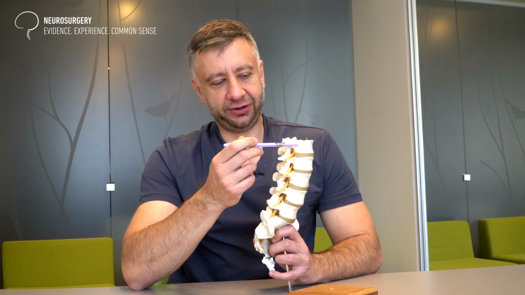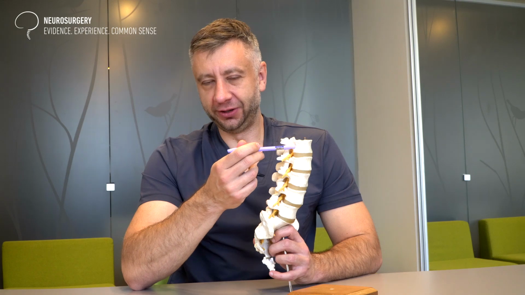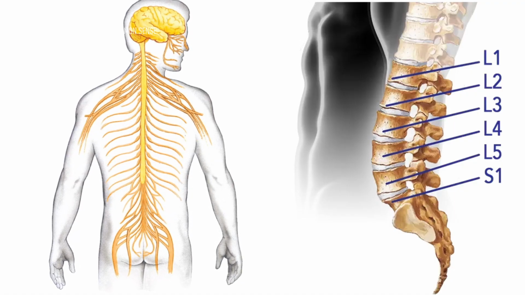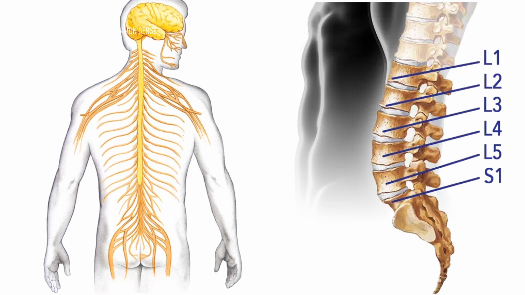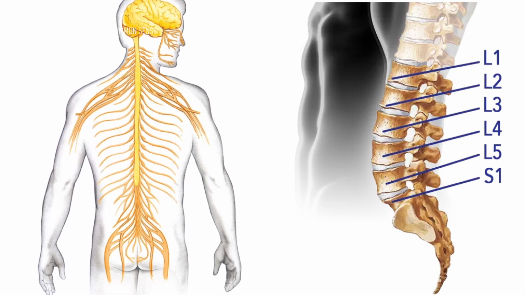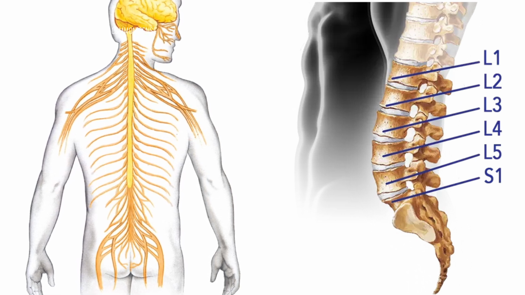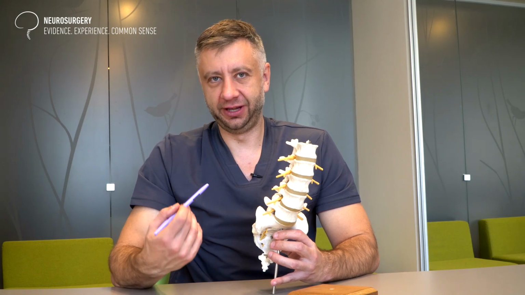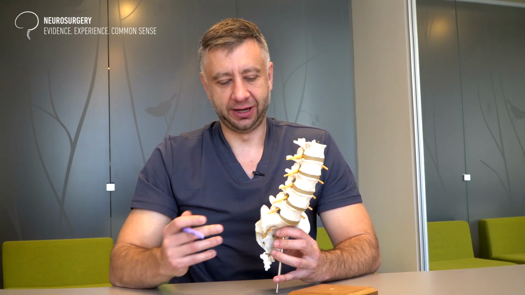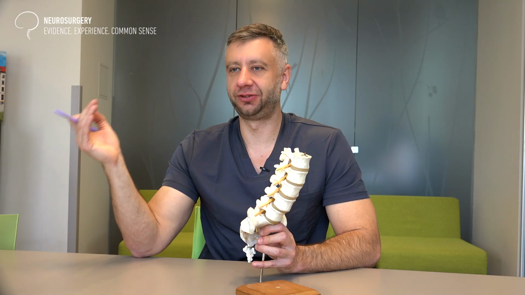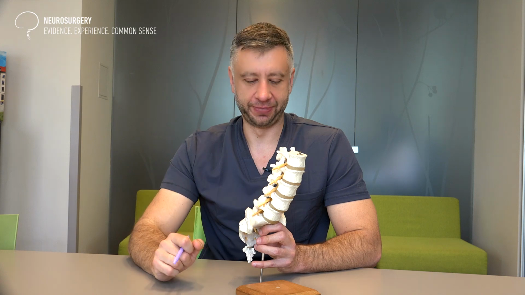For example, this is vertebra number 1, lumbar 1, L1, and the nerve root is numbered accordingly. This is the L1 nerve root, this is the L2 nerve root because it's leaving under vertebra L2, then L3, L4, L5. The S1 nerve root is leaving under the S1 vertebra. Please keep in mind that the S1 vertebra actually does not exist. It is a part of the sacrum. As we have already discussed, the sacrum consists of fused together vertebrae.